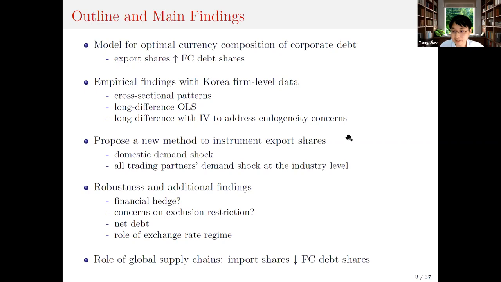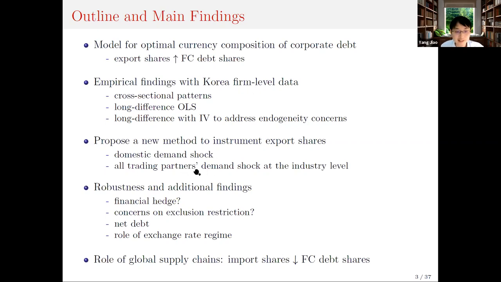The basic idea is simple. If we think about a firm's export shares, what factors are going to affect these export shares of a firm? So it can be supply side factors, right? So directly related to the firm's characteristics. It can also come from foreign demand shocks, right? So we will use a foreign demand shock, which is going to be possibly orthogonal to the firm's characteristics that can drive this export share change of the firm.